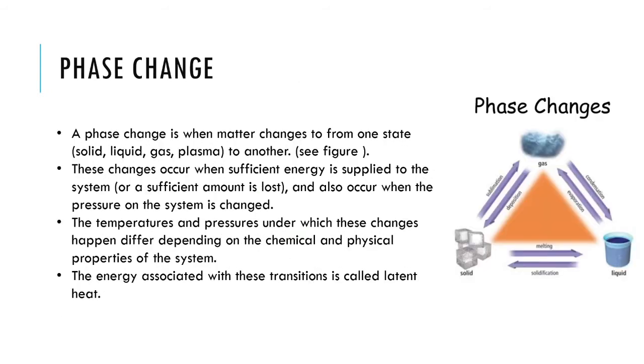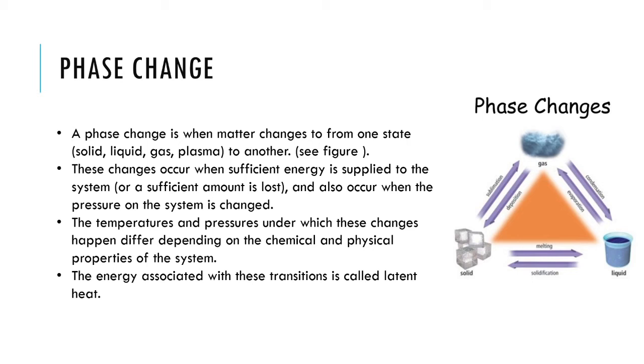Moving on from here, we have phase change. Studying a little in detail about the phase change, a phase change is when matter changes from one state to another, mainly solid, liquid and gas. We won't be considering plasma in this case. These changes occur when sufficient energy is supplied to the system or a sufficient amount is lost, and also occur when the pressure on the system is changed. The temperatures and pressures under which these changes happen differ depending on the chemical and physical properties of the system. The energy associated with these transitions is called latent heat.